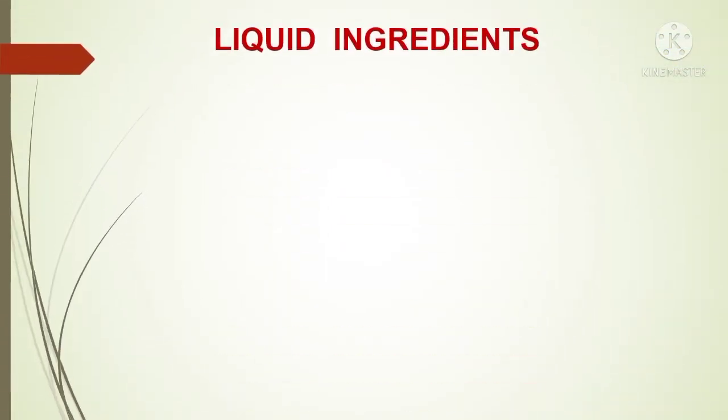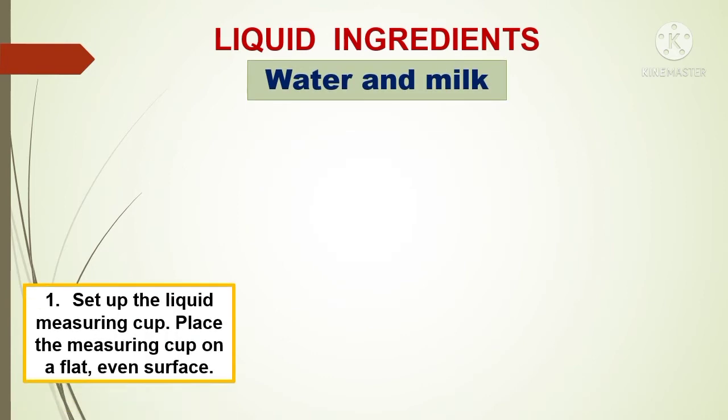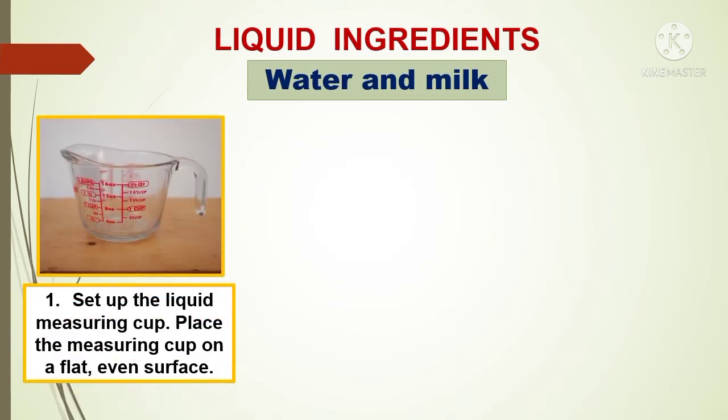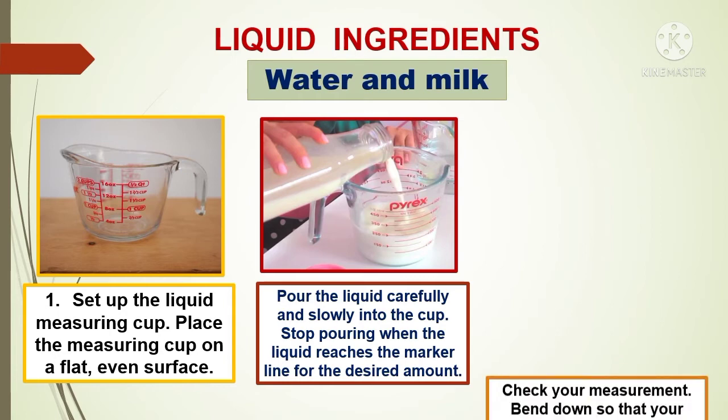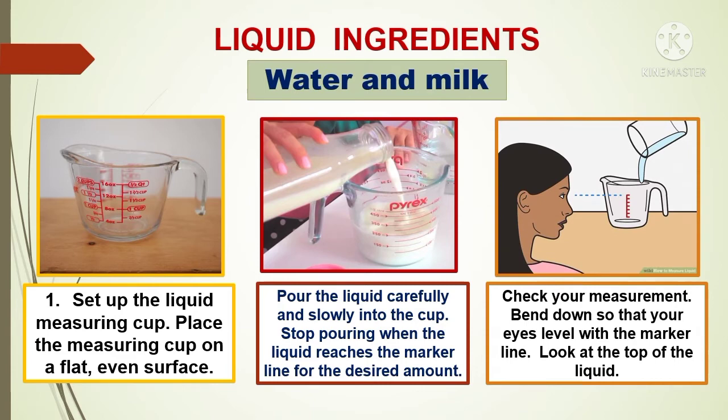Now, let's proceed to the measurement of liquid ingredients such as water and milk. In measuring liquid, you need to set up the liquid measuring cup on a flat, even surface. Then after that, pour the liquid carefully and slowly into the cup. Stop pouring when the liquid reaches the marker line for the desired amount. Check your measurement. Bend down so that your eyes are level with the marker line. Look at the top of the liquid.